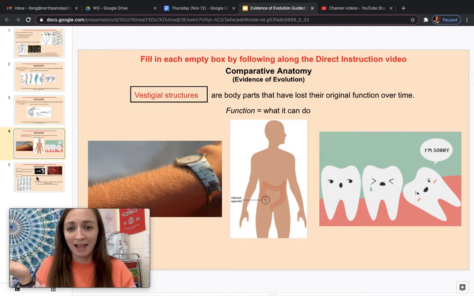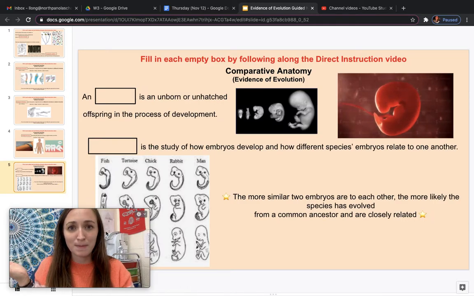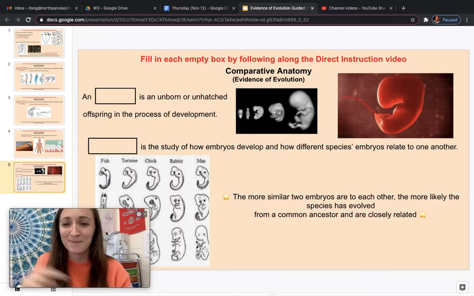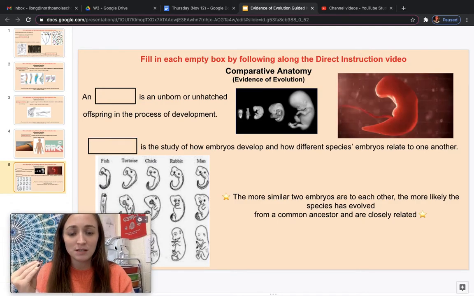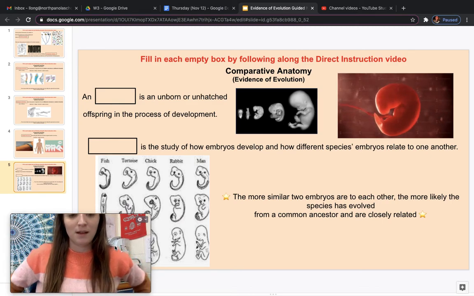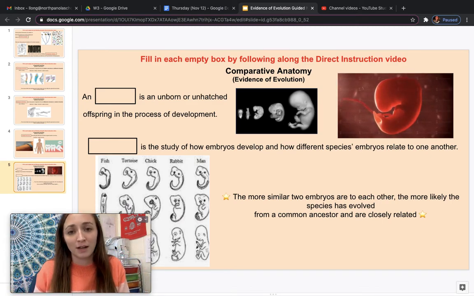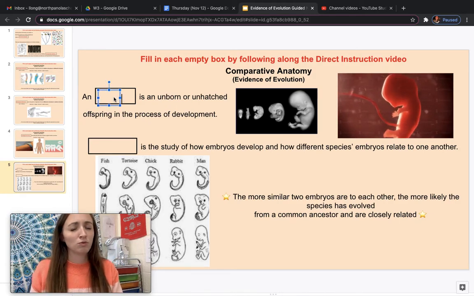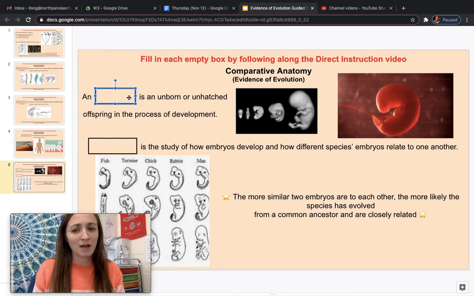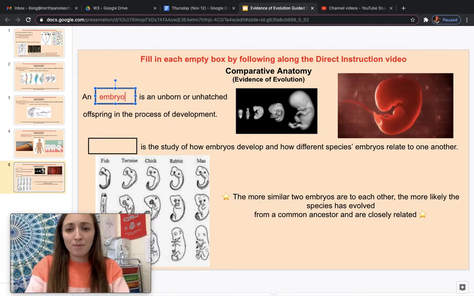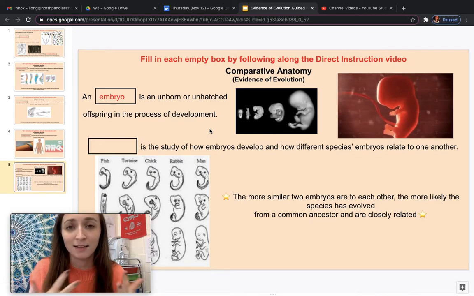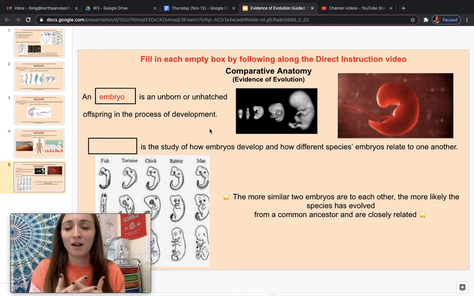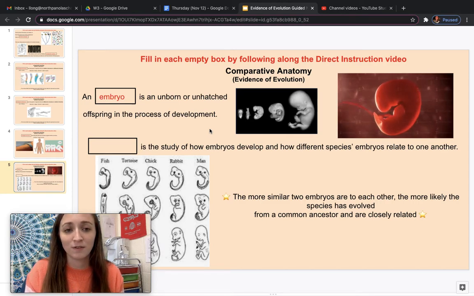Okay, last one. I think this one's a little creepy, so bear with me. The last thing that scientists will look at to see evidence of evolution, or evidence that we are closely related to one another, is by looking at the embryos of different species. We may have heard the word embryo before, maybe not. What is it? An embryo is just an unborn or unhatched offspring, if you come from an egg like a chicken, in the process of development.